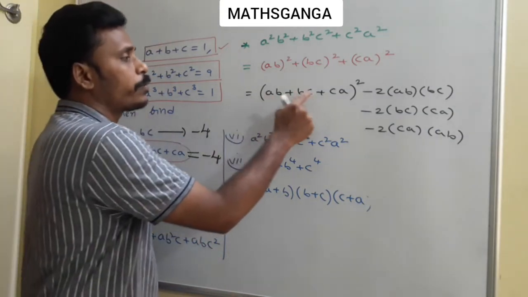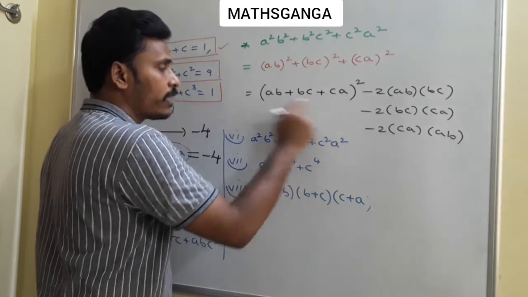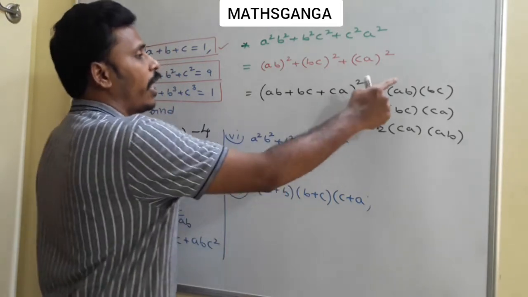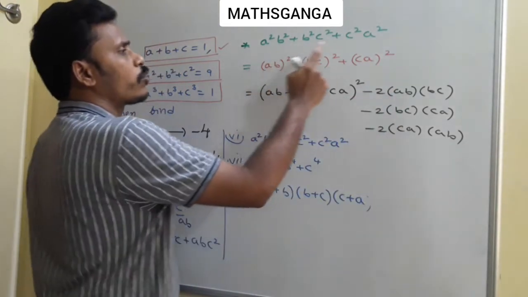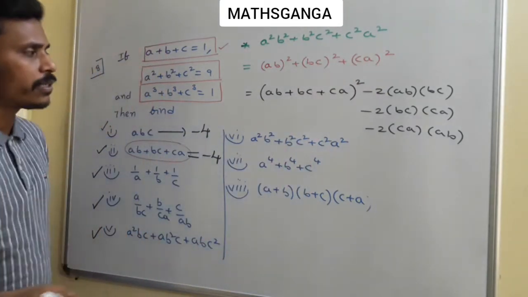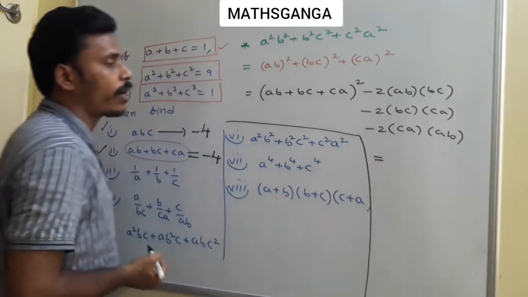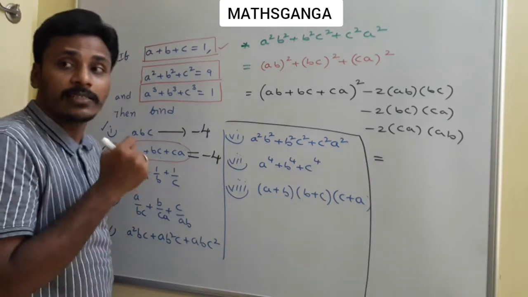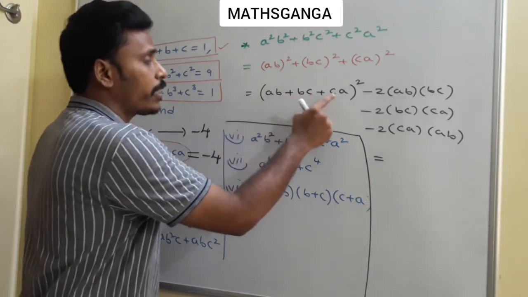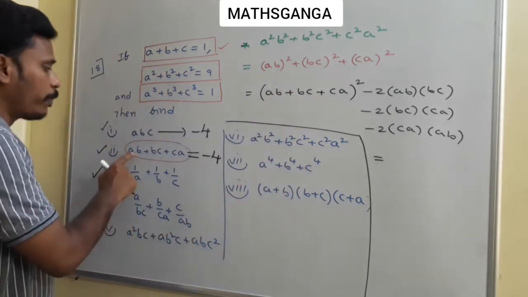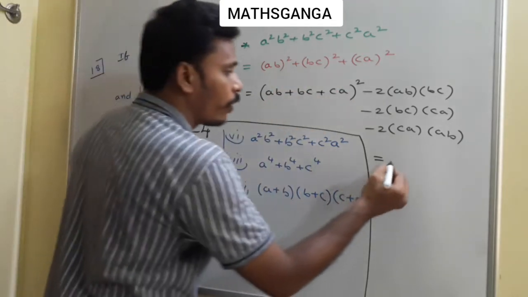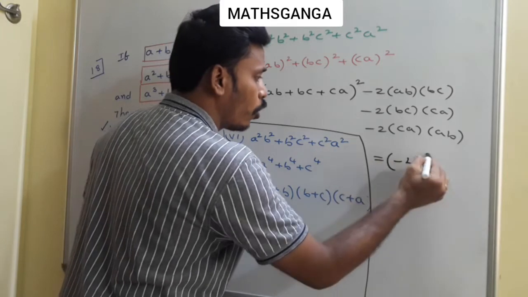See, ab plus bc plus ca whole square contains 6 terms, and if you subtract these 3, they are equal to ab square plus bc square plus ca square. We need to solve it, and that is equal to ab plus bc plus ca whole square. ab plus bc plus ca is minus 4, so minus 4 whole square.